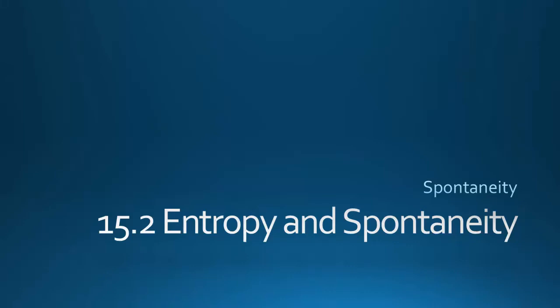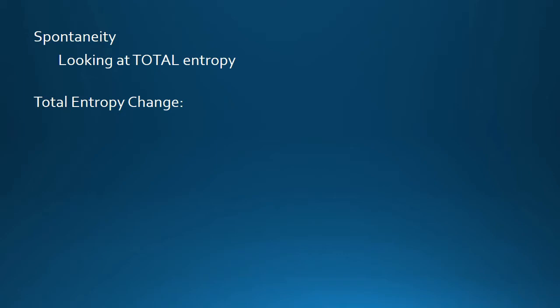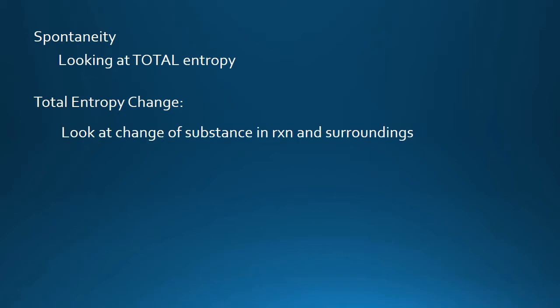The second part of 15.2 is looking at spontaneity, which stems directly from entropy and ties it all together. So what is spontaneity? Spontaneity is looking at total entropy, not just in the system, but in the system and the surroundings and all available energy to figure out how a reaction is going to move forward, or even if a reaction is going to move forward.